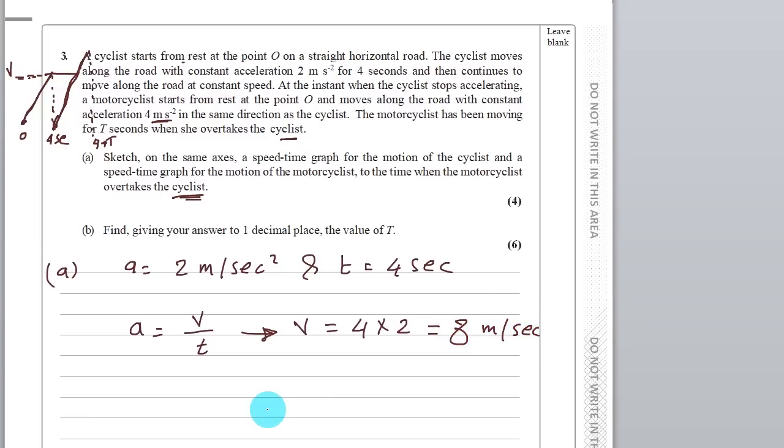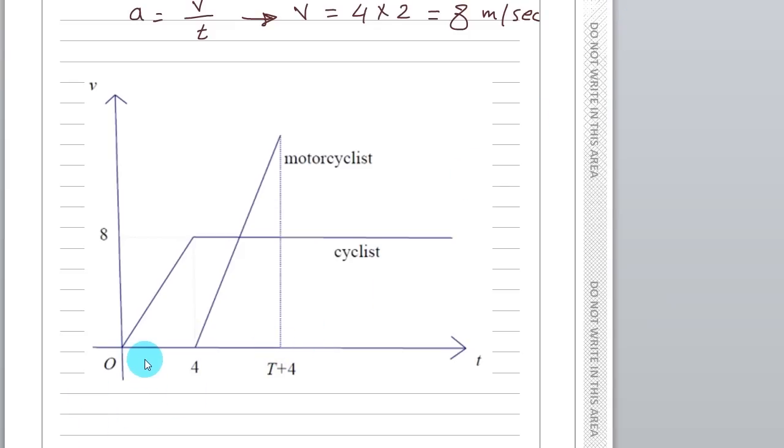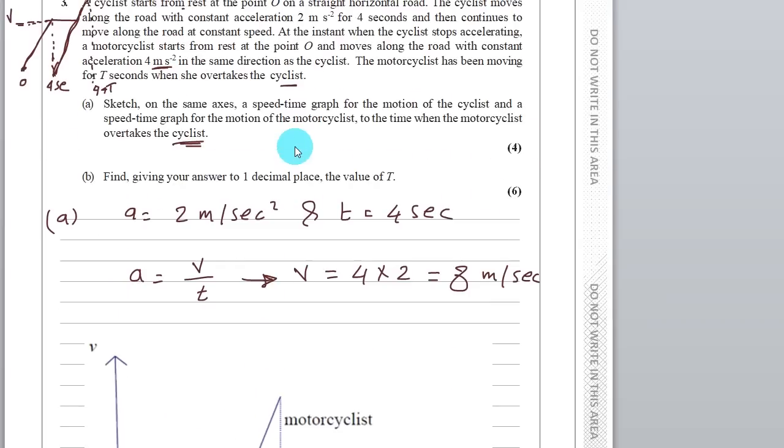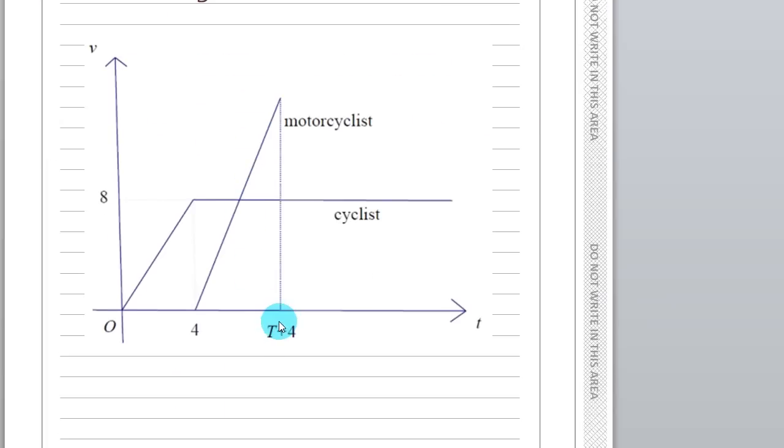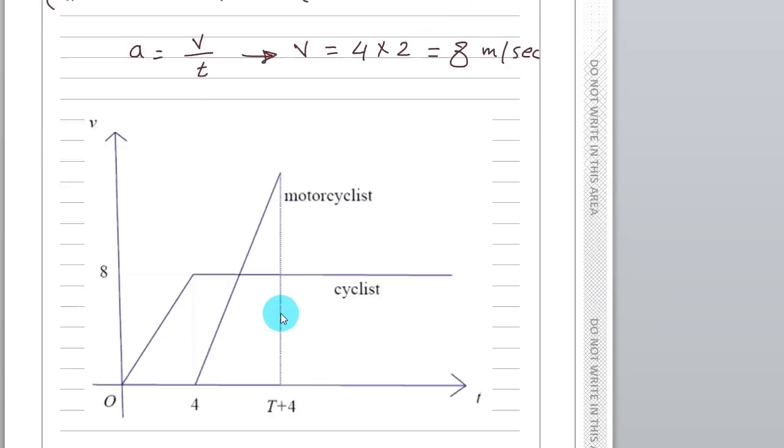Now I can start to draw the same graph that I drew here. Let us draw this graph. This is 0, and the cyclist starts to move with constant acceleration and then constant speed. Then the motorcycle starts from here and goes up with constant acceleration equal to 4 meters per second squared, until he reaches t plus 4.